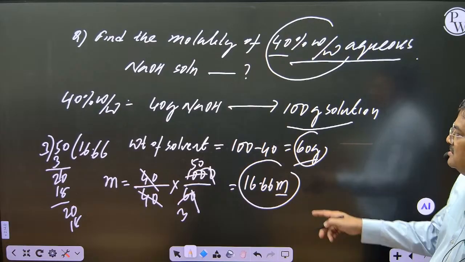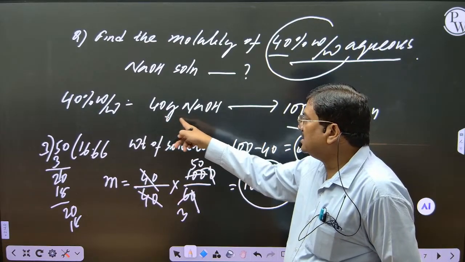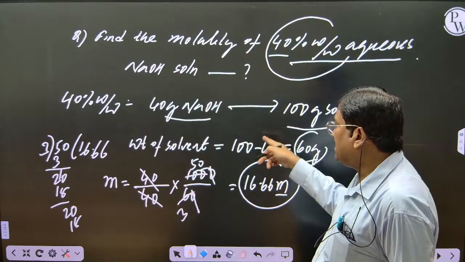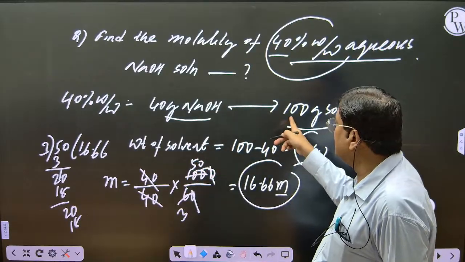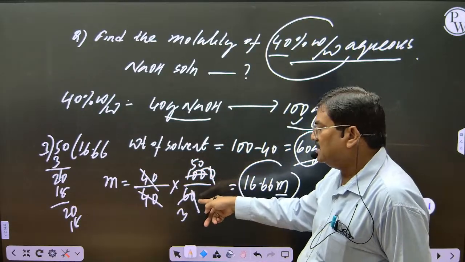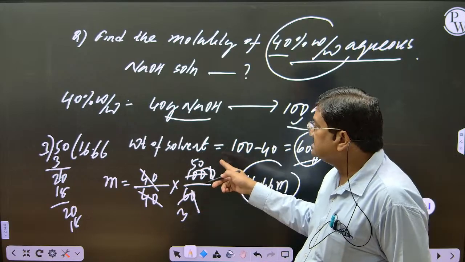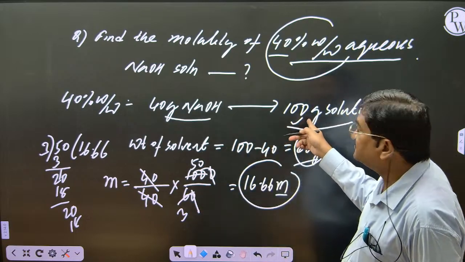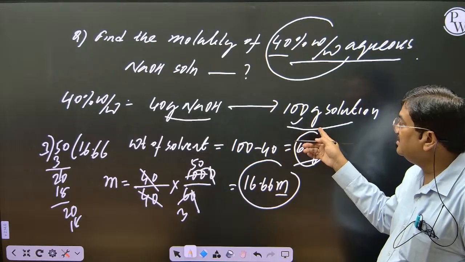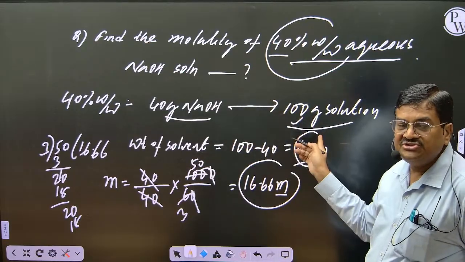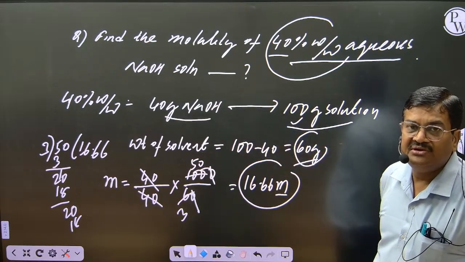So here, students, you have to be careful because solvent weight he has not given. If you don't subtract, your answer comes wrong. Generally students take 100 upon 1000. That makes the answer wrong because here the weight of solvent he has not given. To get the weight of solvent, from the solution mass you have to subtract the weight of solute.